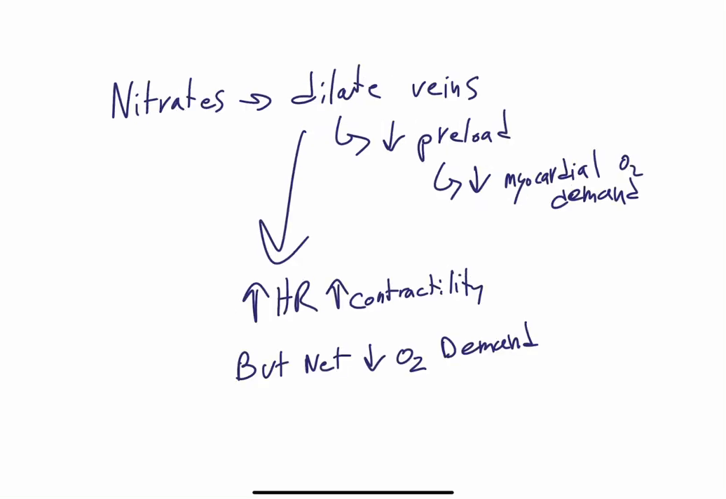Now compare this with nitrates, where nitrates dilate veins, they reduce preload and myocardial oxygen demand. There may be a compensatory increase in heart rate and contractility, but the net effect is still reduced oxygen demand.